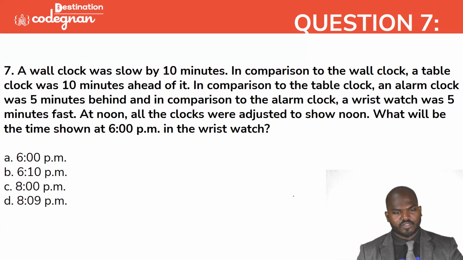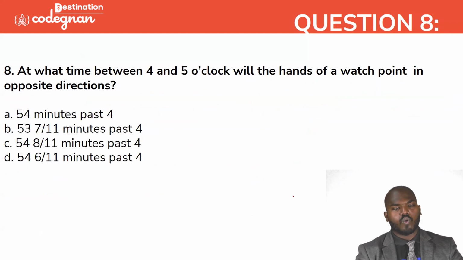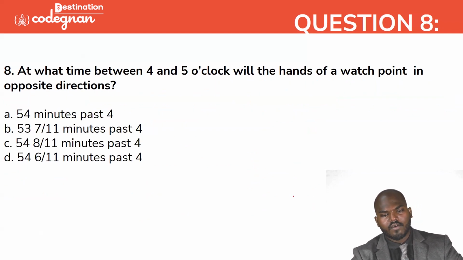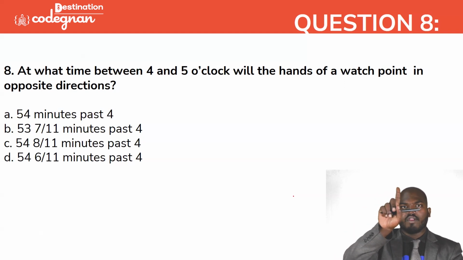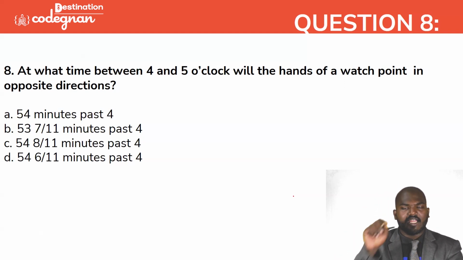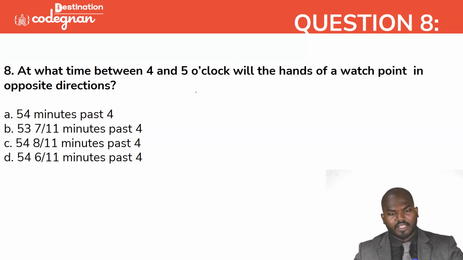Going to the next question: at what time between 4 and 5 o'clock will the hands of the watch point in opposite directions? Sir, what is meant by the opposite direction? Opposite direction means the clock will look like this, with the hands placed oppositely, so it becomes a straight line. One needle will be like this, one needle will be like this, rotated like this. Then you can call theta equal to 180 degrees.